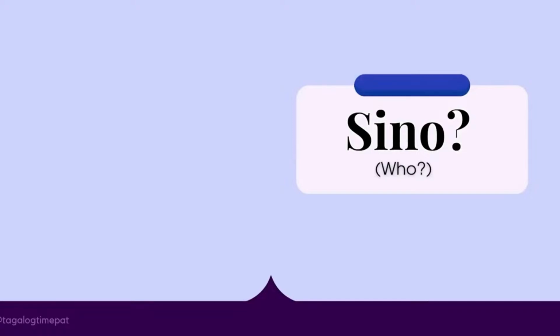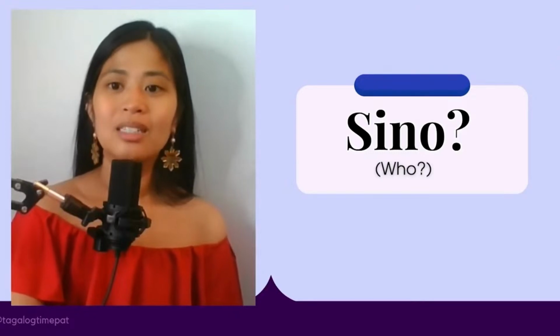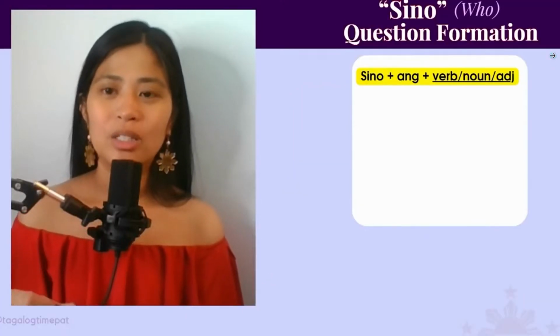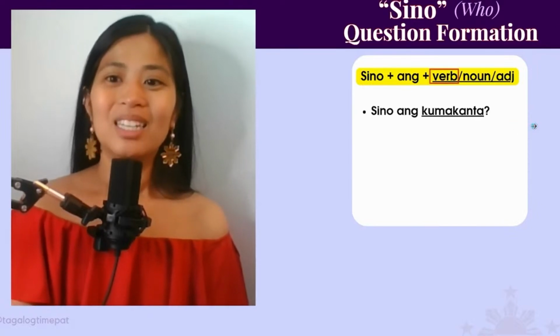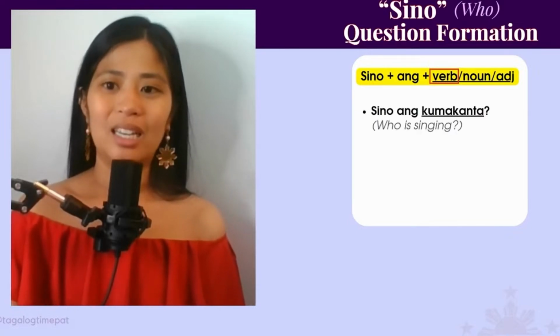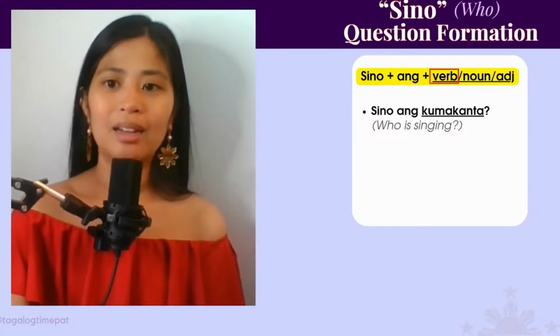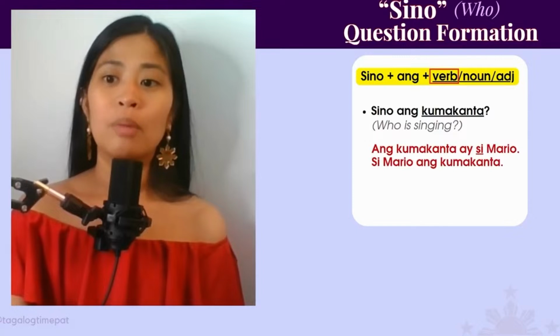Okay, so the next question word we are going to learn is sino, and that means who. So these are the different ways sino is used. Sino plus the word ang, then it's a verb, a noun, or an adjective. So it's easy because you just have to use sino ang, and then you just fill in the end with a verb, noun, or an adjective. Sino ang kumakanta? Singing. Who is singing? Sino ang kumakanta? Ang kumakanta ay si Mario.